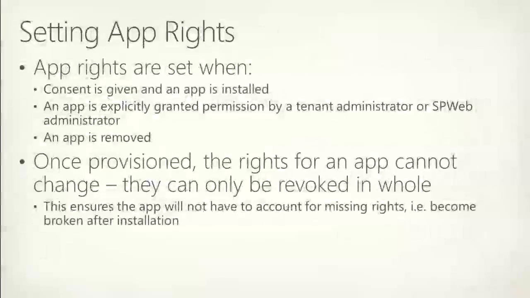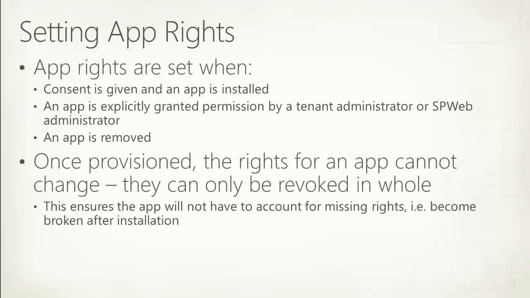All right, so when do we set up app rights? So this is given when we install applications. What we're doing is explicitly granting that permission, either if I'm a tenant administrator, so I've got a number of site collections in a tenant, or I'm a particular web app administrator, I'm granting that app the permissions that it's requesting. We also set app rights when the application is removed. So once we remove the app, we remove the permissions. Once we provision, we can't actually change that permission set we've granted.